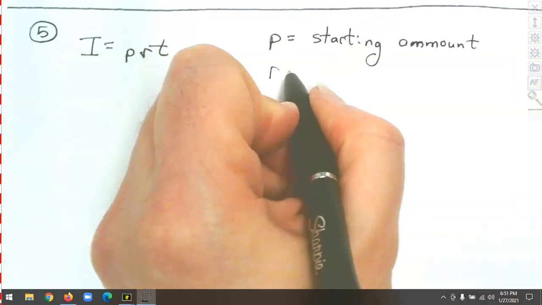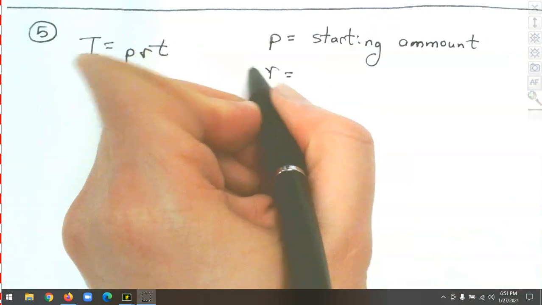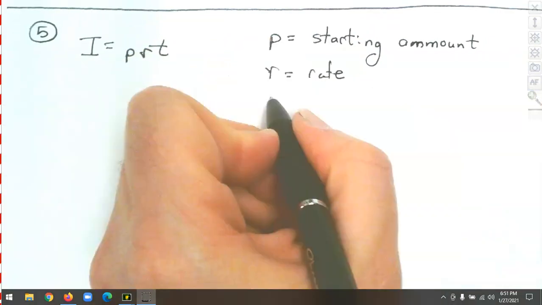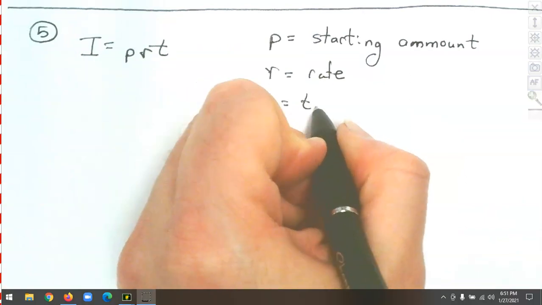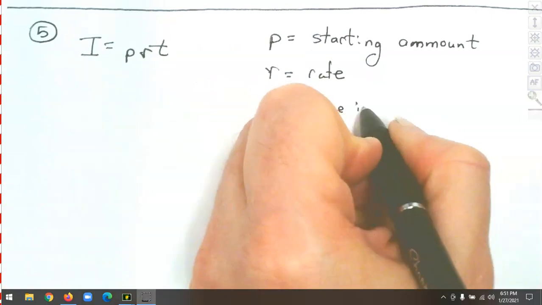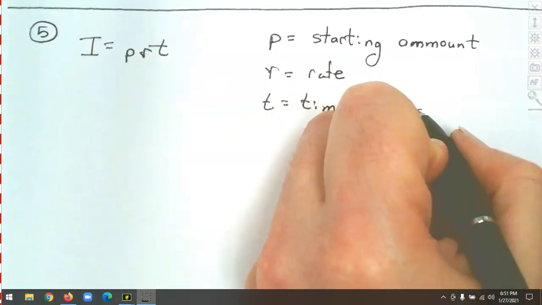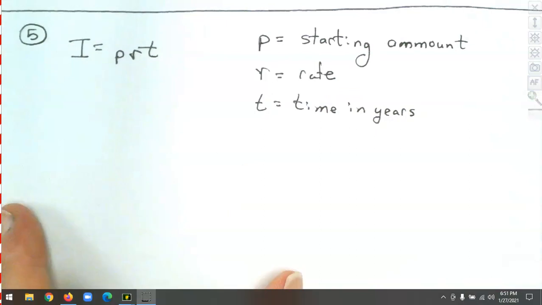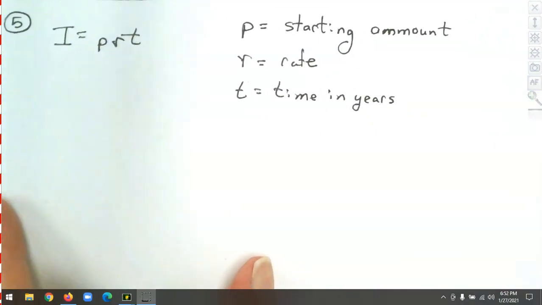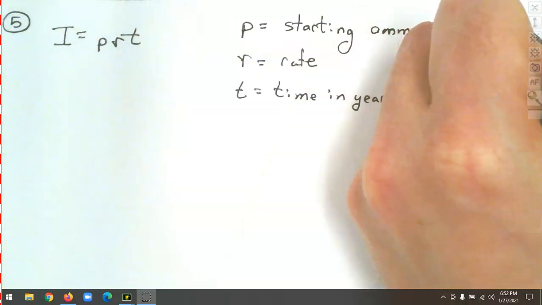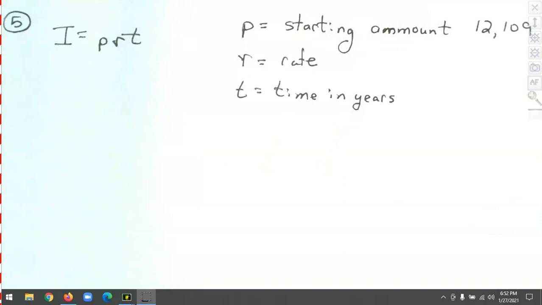R is the rate, and we want that as a decimal. And T is time in years, so we have to make sure that we convert that. So what do we have for our starting amount? Well, our starting amount is $12,109. So that's our P.